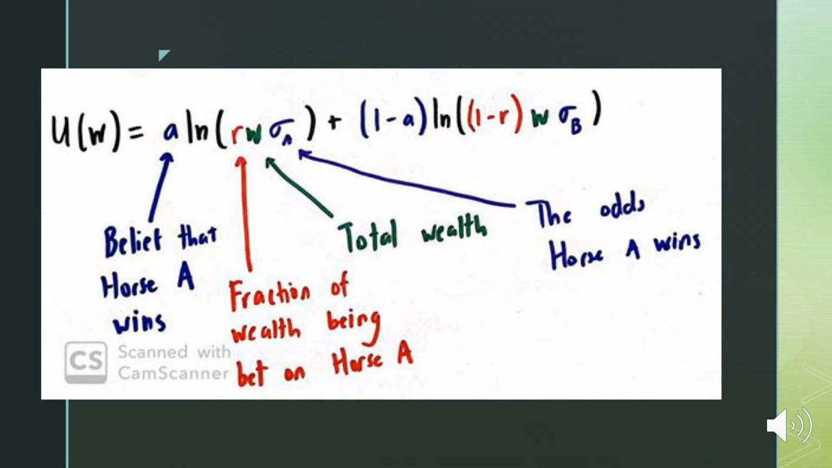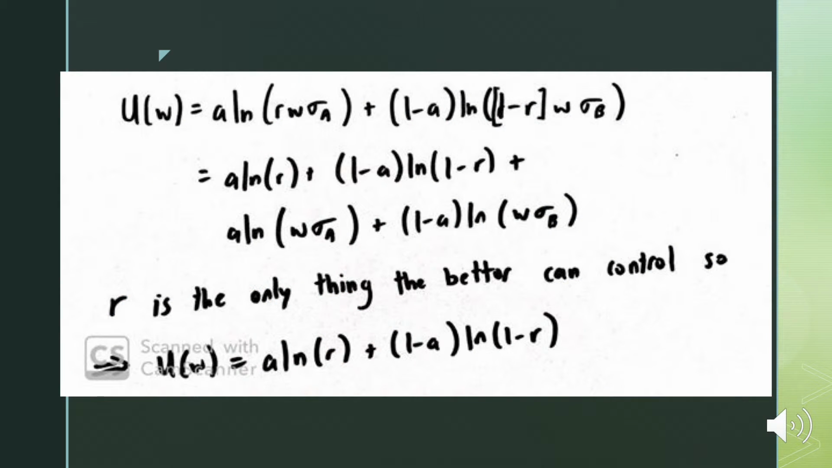Combining these ideas, we can create a utility equation that more accurately models human decision making in exogenous markets. This may look complicated, but in the common tongue, this means that our utility function is a factor of how likely we think one of the horses will win relative to another. A is the belief that horse A wins, R is the fraction of wealth we bet on horse A, and W is the total wealth that we are betting. Finally, sigma is the odds that are being placed on horse A. We can then break this down even further into the following system of equations.